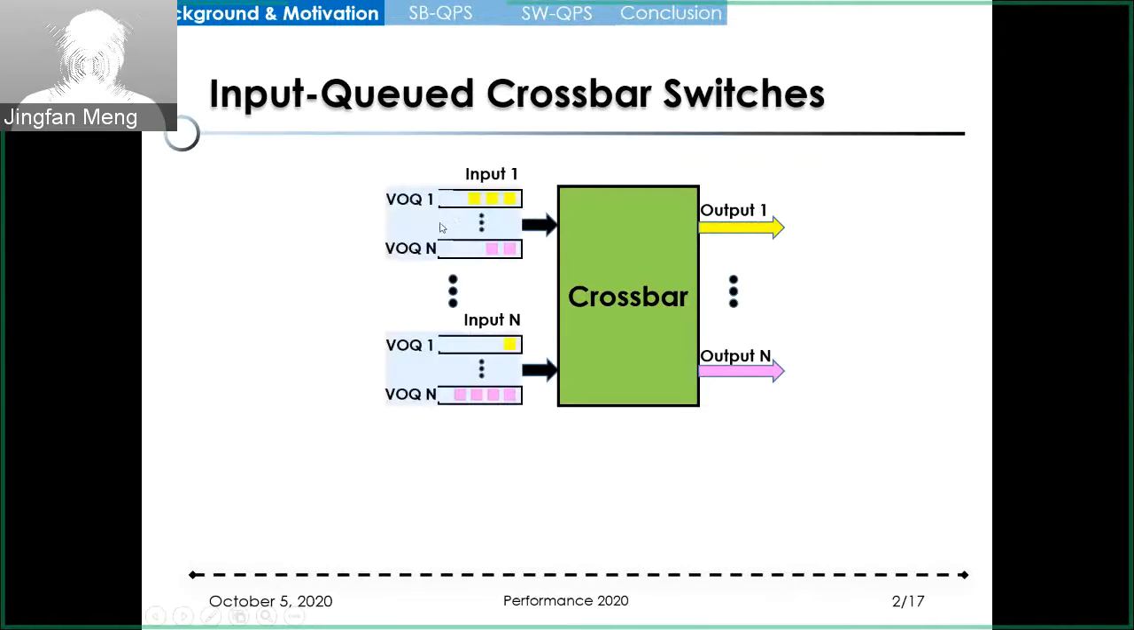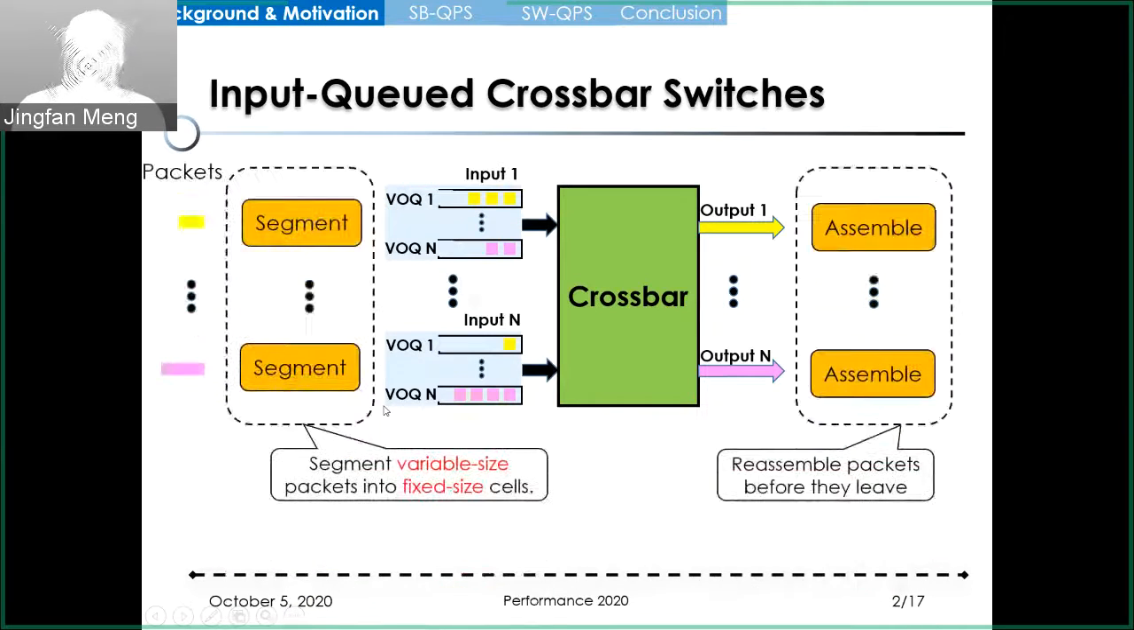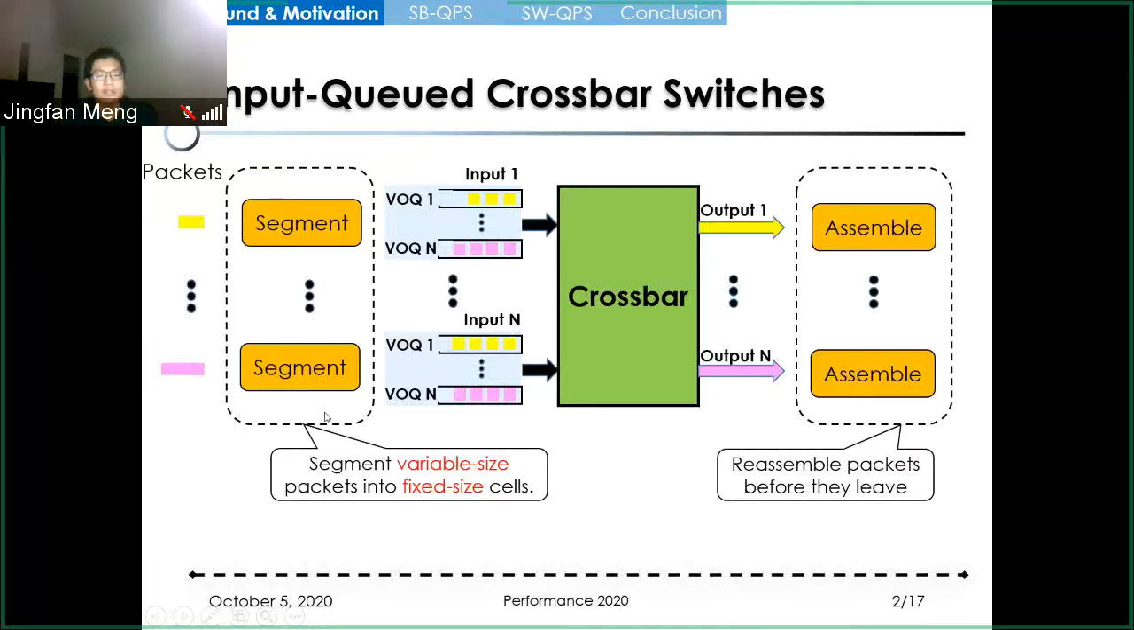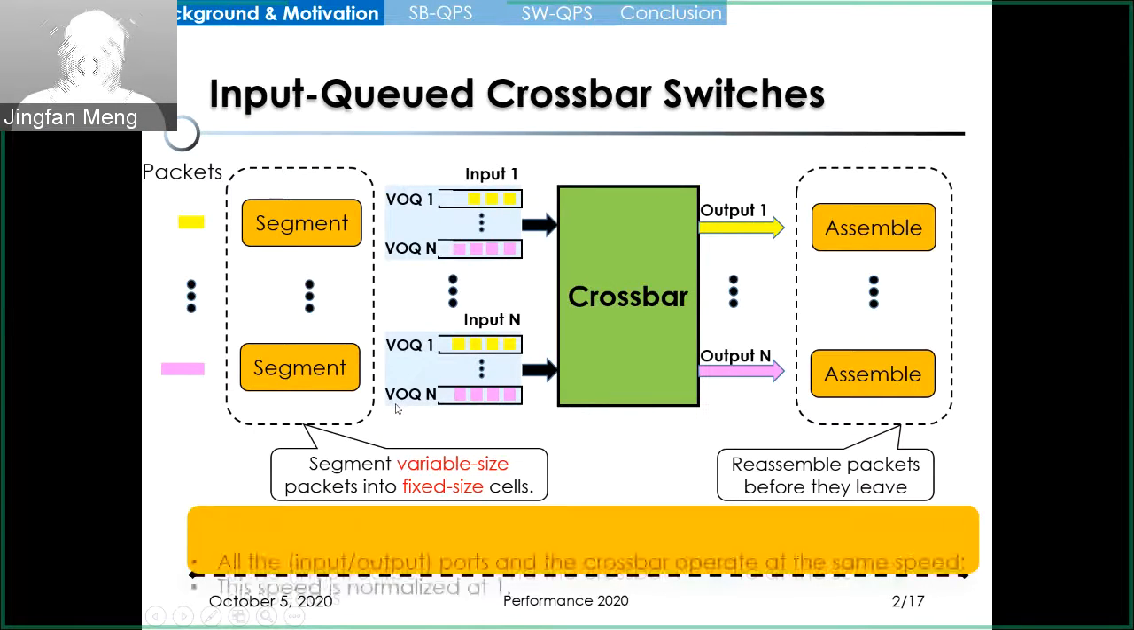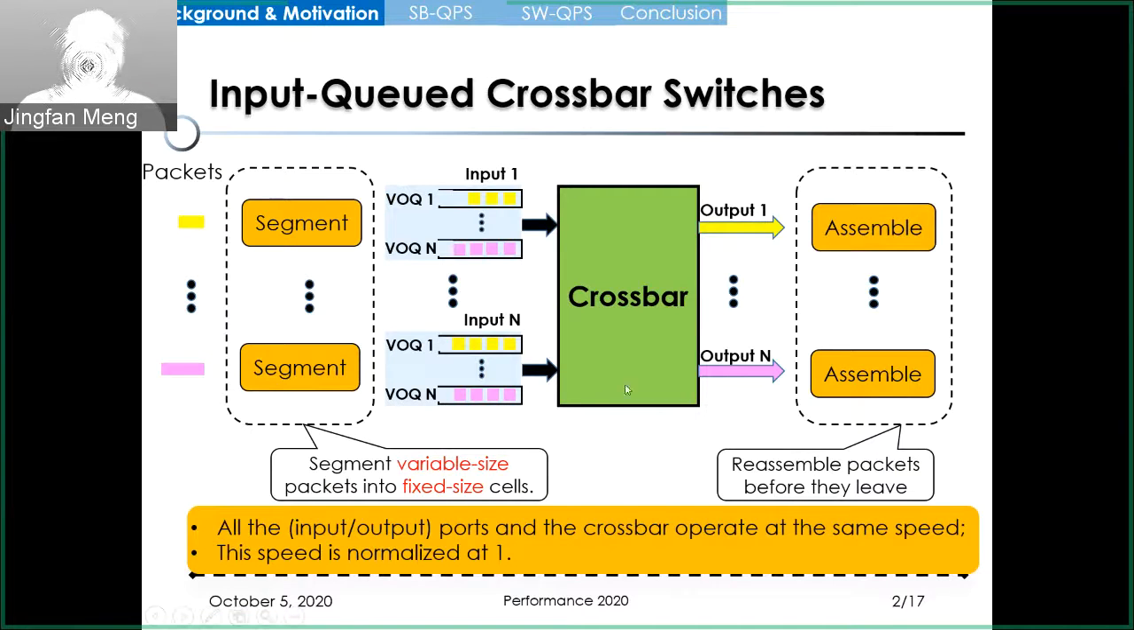Each input port has n virtual output queues, or VOQs. For example, VOQ1 of input port 1 stores all the packets that go from input 1 to output 1. We will use the length of these VOQs in our scheduler. We further assume that we only deal with fixed size packet segments, and that all the input ports, output ports, and the crossbar operate at the same normalized speed 1, so there is no speedup.